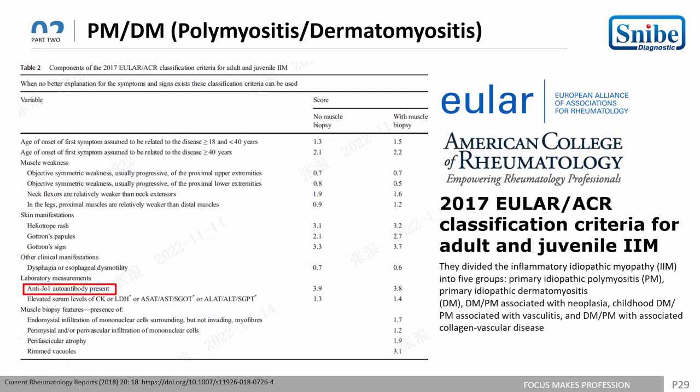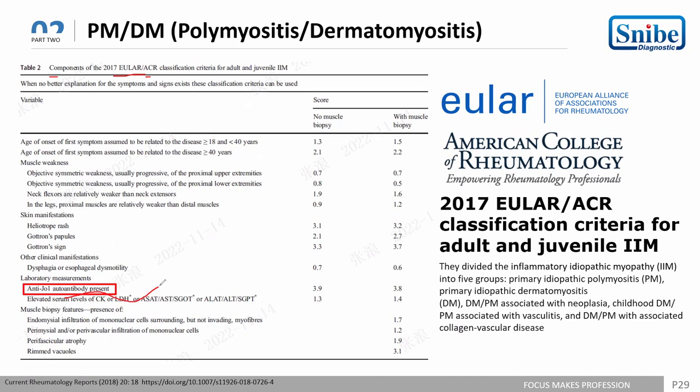So if we talk about polymyositis and dermatomyositis, as you know, according to the EULAR and ACR classification criteria for adult and juvenile idiopathic inflammatory myopathy, where there is no better explanation for the symptoms, the criteria exist. The presence of anti-Jo-1 autoantibodies is also associated with inflammatory idiopathic myopathy, which can be divided into 5 groups.